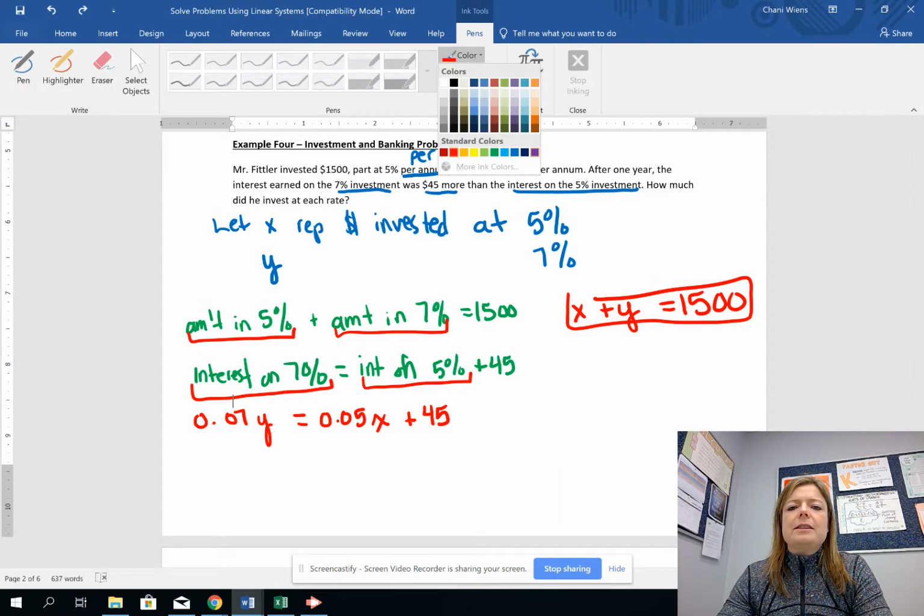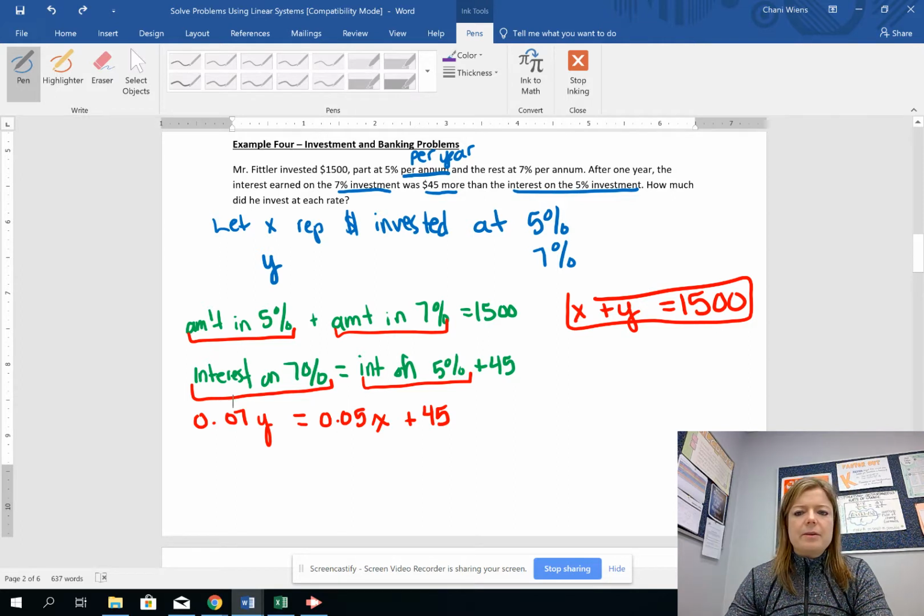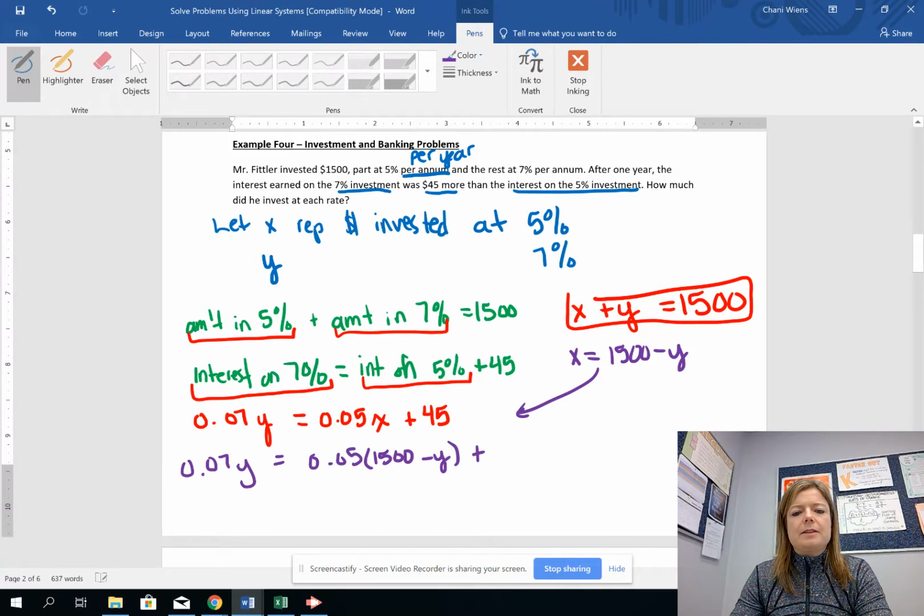What I would recommend is substitution in this case. So I would rearrange this for X or Y, but I rearranged it for X is equal to 1,500 minus Y. And then I sub that into this equation. So you get 0.07 Y equals 0.05 bracket 1,500 minus Y bracket plus 45. So then I get 0.07 Y equals, now 5% of 1,500, that's 75. So you get 75 minus 0.05 Y plus 45.